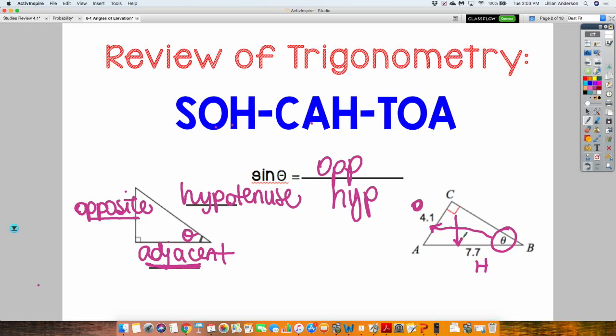So you set it up. Literally, just like the formula. Sine of your angle, which we don't know, so we leave it as theta, equals our opposite side, 4.1, over our hypotenuse, 7.7. This is important.